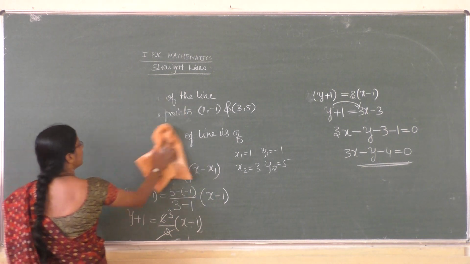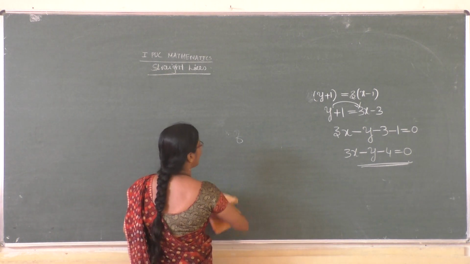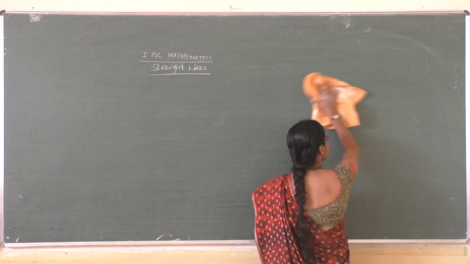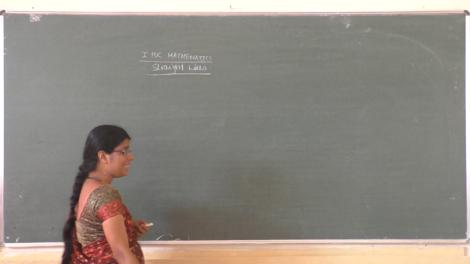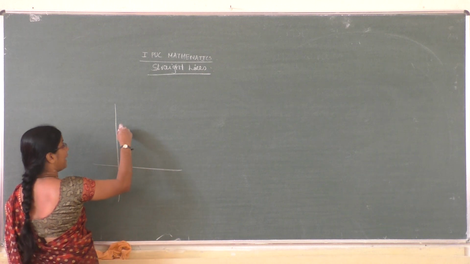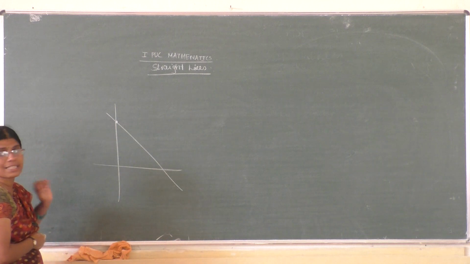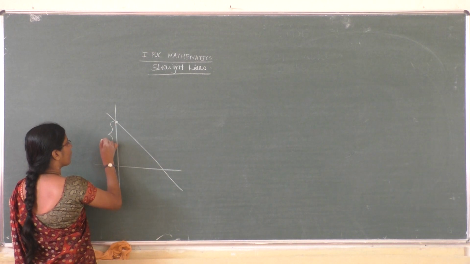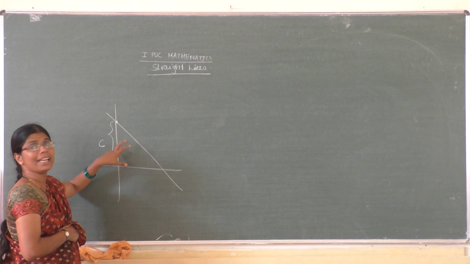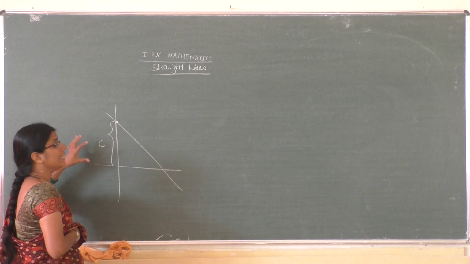Now we take the next method, that is equation of a line in slope intercept form. So we have the intercept concept. What is meant by intercept? Suppose we have a plane and a line. Now the line cuts the y axis at a distance of c from the x axis.